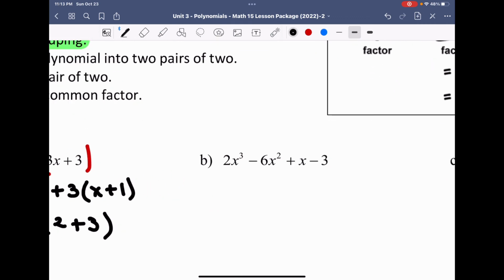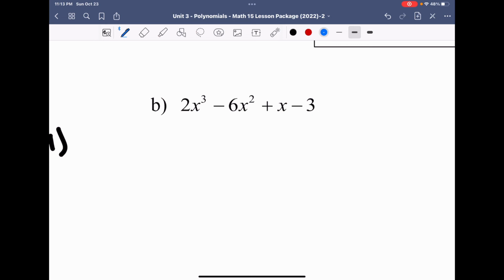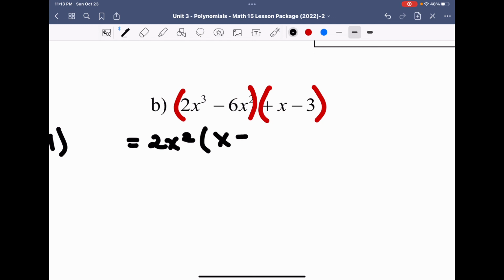Okay, example 3b, let's do the same technique here. So I'm going to take this and split them into groups of 2. First 2, last 2. If I do this now, I can remove a common term in the first bracket of 2x squared, leaving me with x minus 6x squared divided by 2x squared is equal to negative 3. And in my second bracket, if I can't remove anything, well, a coefficient I can remove is just plus 1. What does that leave me with? X. Negative 3 divided by 1 is equal to negative 3.